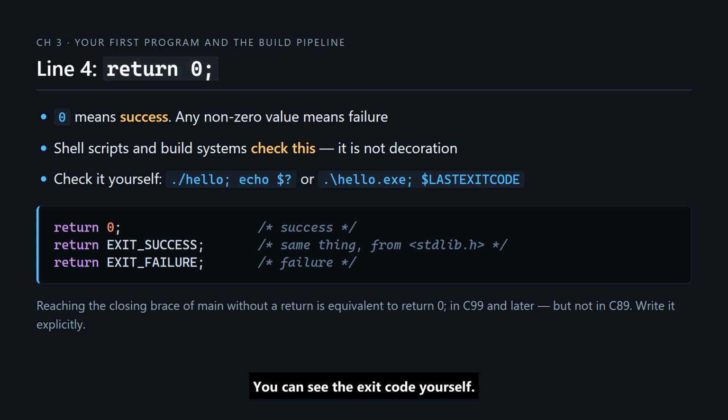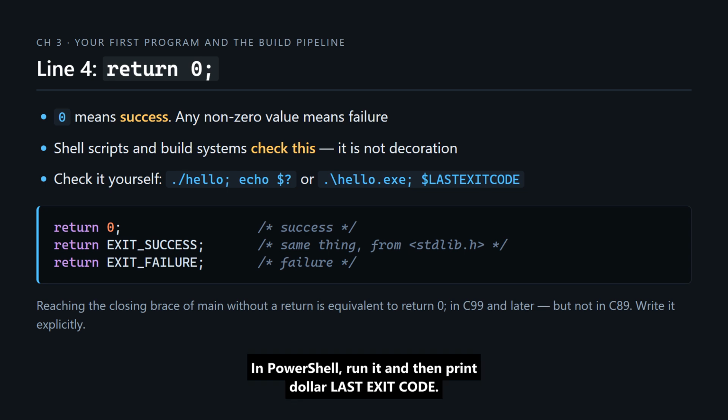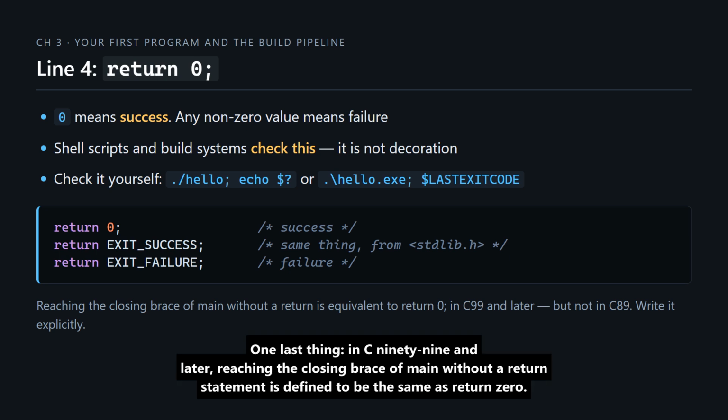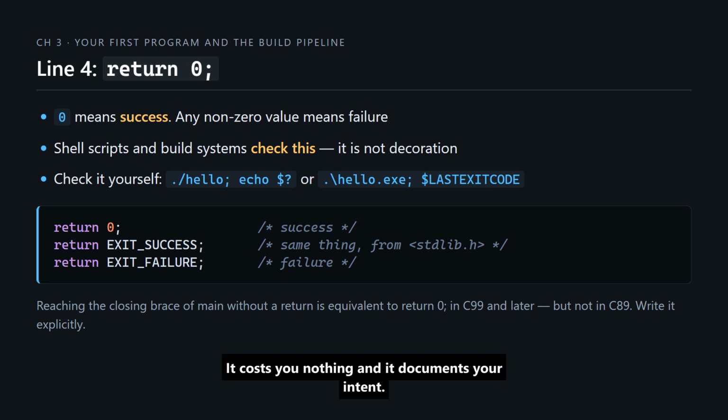You can see the exit code yourself. On Linux, macOS, or MSYS2, run your program, then semicolon, then echo $?. In PowerShell, run it and then print $LASTEXITCODE. One last thing, in C99 and later, reaching the closing brace of main without a return statement is defined to be the same as return 0. That was not true in C89. Write the return anyway. It costs you nothing and it documents your intent.